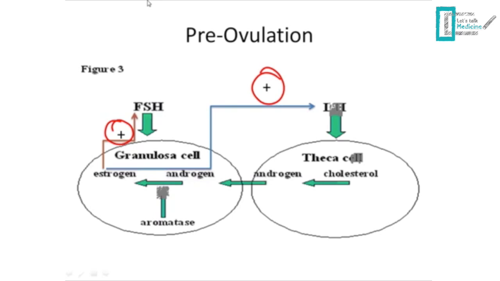It's just that at a certain point, when estrogen becomes high enough in the body, it turns the negative feedback into positive feedback. So we're going to have more estrogen. So more estrogen means more FSH, more LH. That will give us more androgens and more estrogen, and it's a cycle. It keeps on going until ovulation happens.